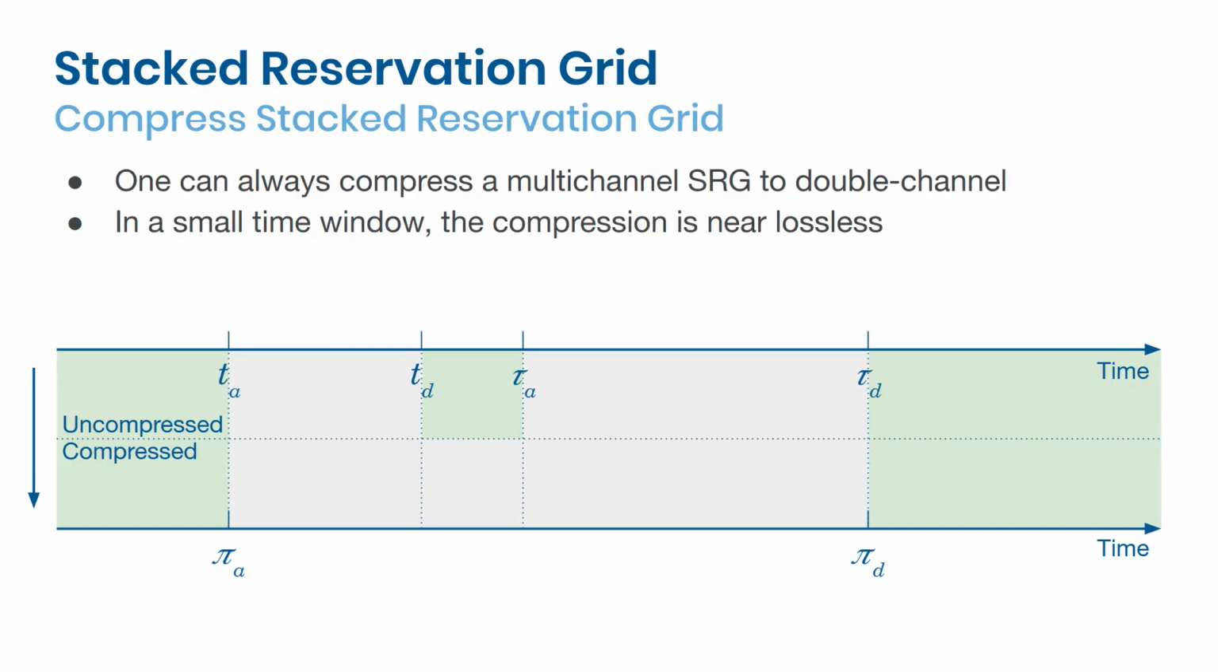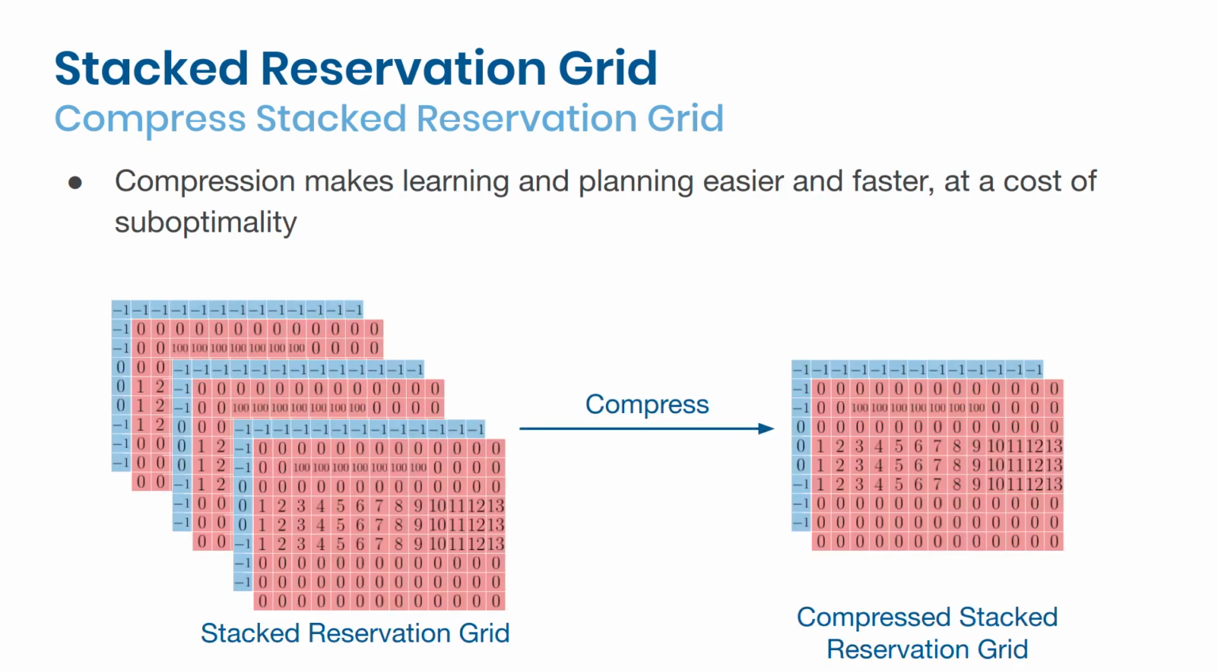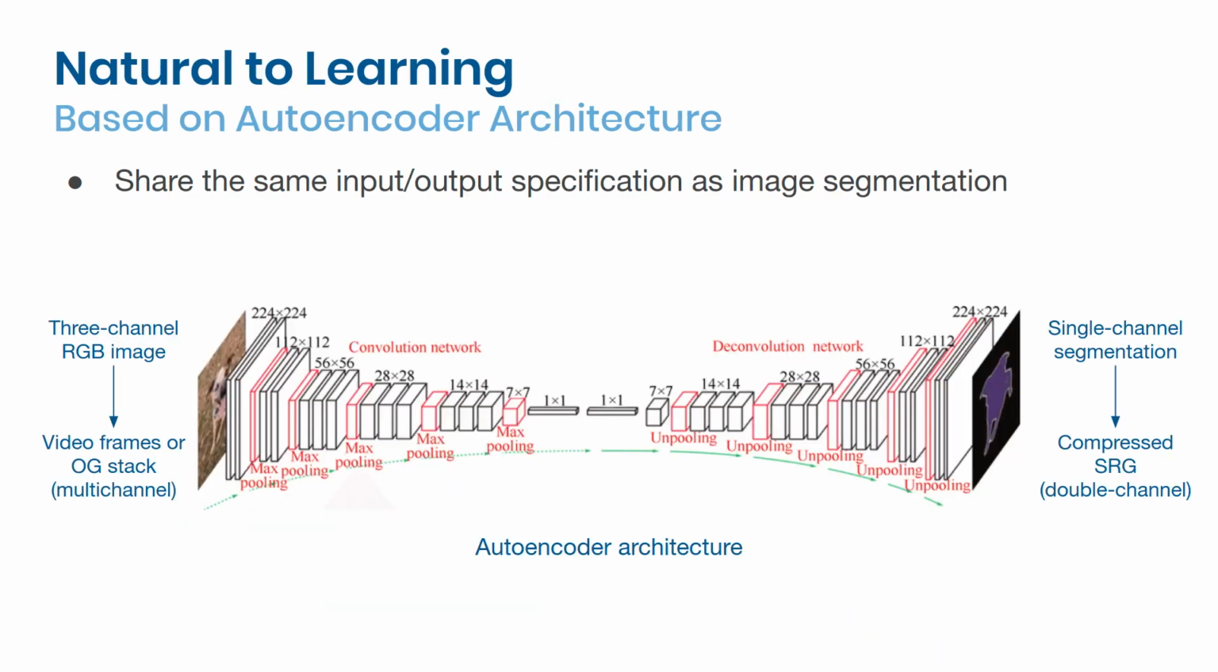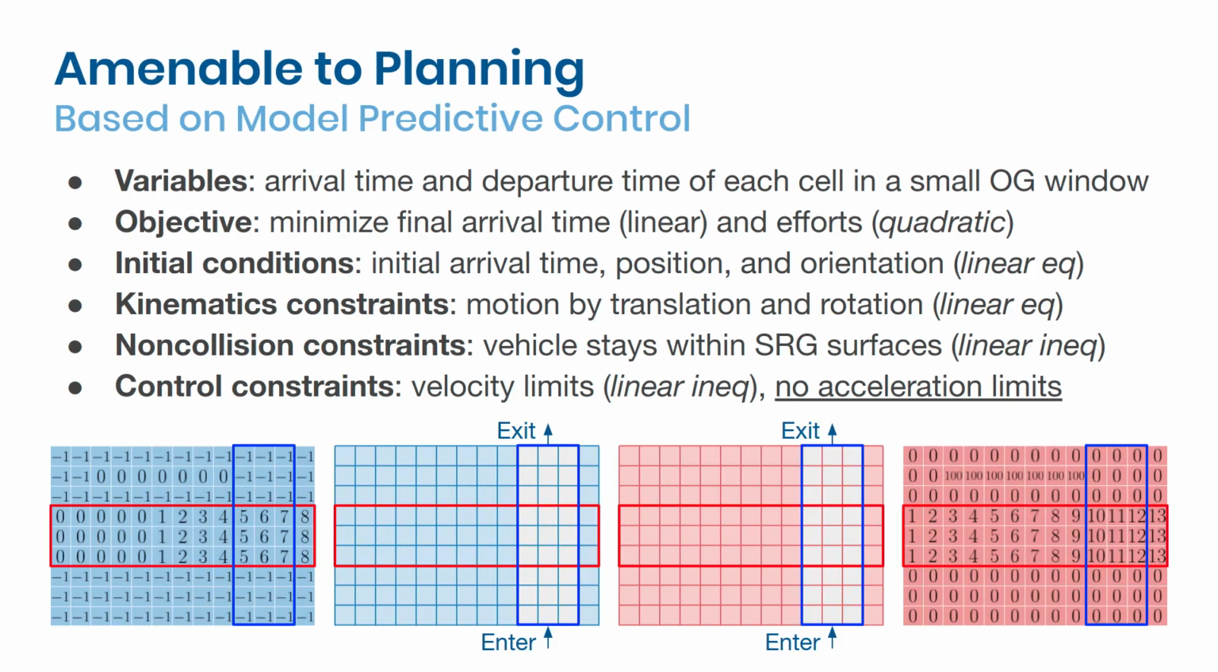Note that by taking the mean across the arrival channels and the max across the departure channels, we will be able to compress a multi-channel SRG into a double-channel compressed SRG. Compressed SRG can work very efficiently with both perception and planning modules. First, it finds natural integration into any modern computer vision neural networks through a tensor-to-tensor autoencoder. It is also easy to be used for planning, acting as a part of the non-collision constraints in a standard MPC formulation.